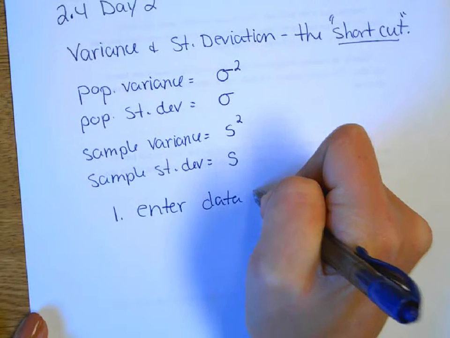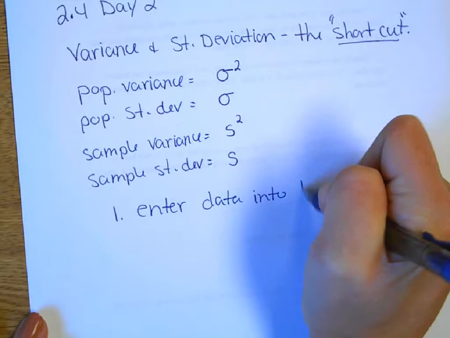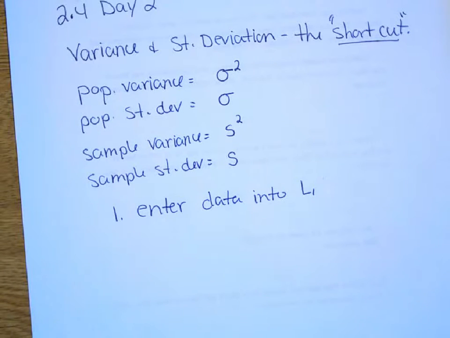Enter data into list 1. So let's get some data. Let's do one of the problems you did yesterday. I'm going to put the book up and type it in. I'm not going to write them down, to save myself. Watch how much quicker it is.